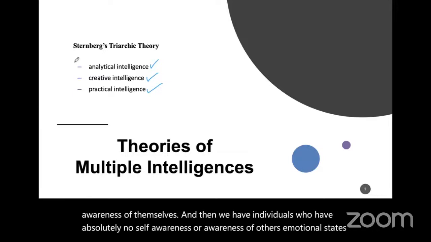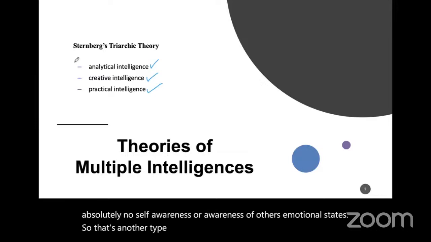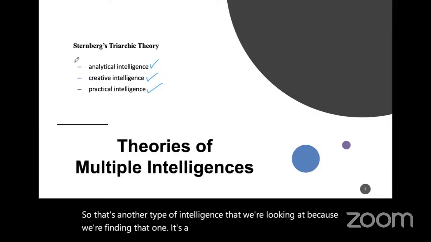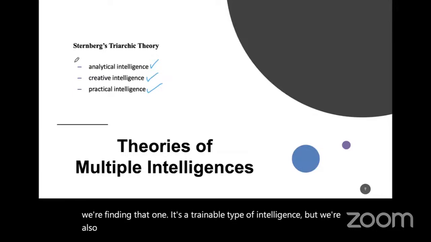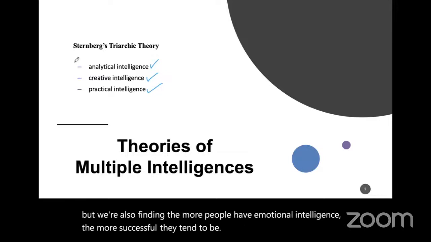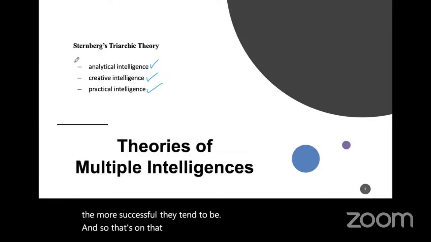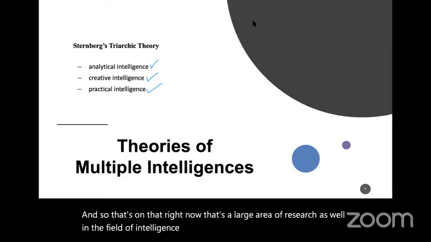So that's another type of intelligence that we're looking at, because we're finding that one, it's a trainable type of intelligence, but we're also finding the more people have emotional intelligence, the more successful they tend to be. And so right now, that's a large area of research as well in the field of intelligence. Okay. All right.